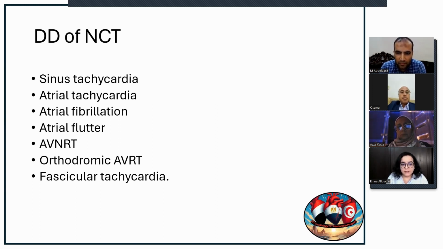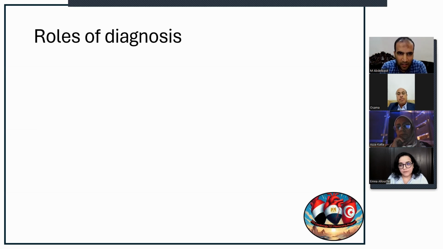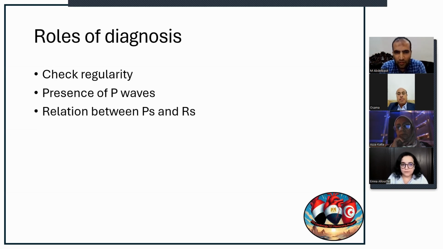AVRT, that's the tachycardia. There is a bypass between the atria and the ventricles, and we will discuss this in pre-excitation syndromes. So AVNRT is the reentry inside the AV node between the slow and fast pathway, but AVRT is the reentry between the atrium and ventricle utilizing an accessory pathway. So what is your role, Dr. Osama, in diagnosing narrow-complex tachycardia?